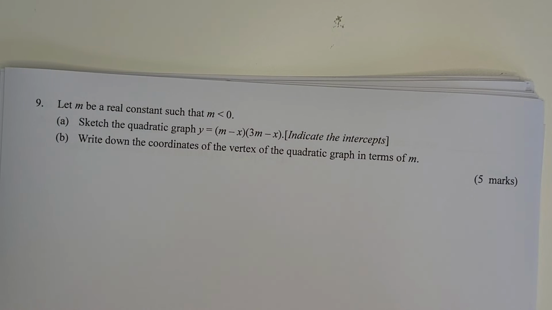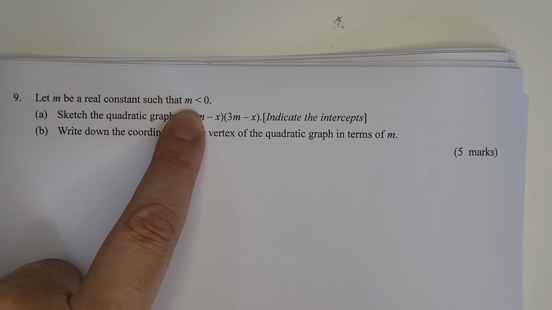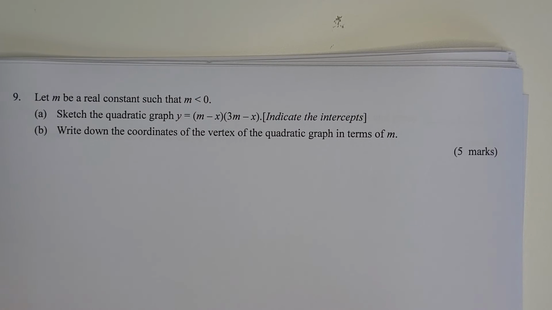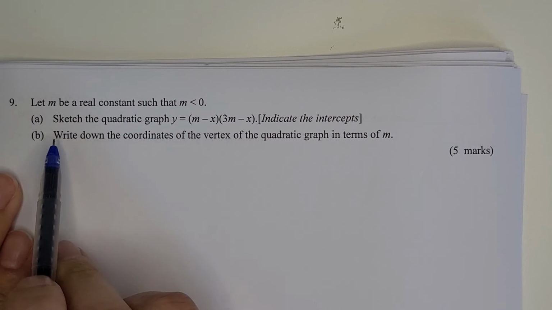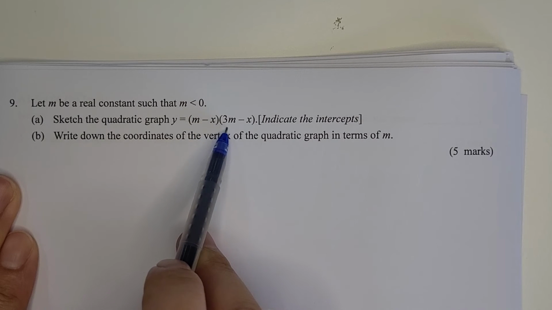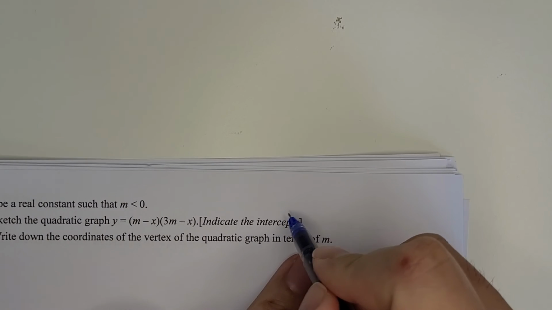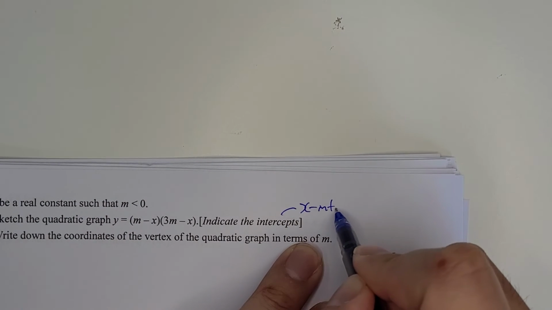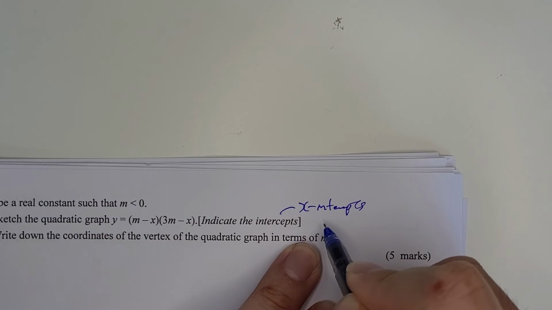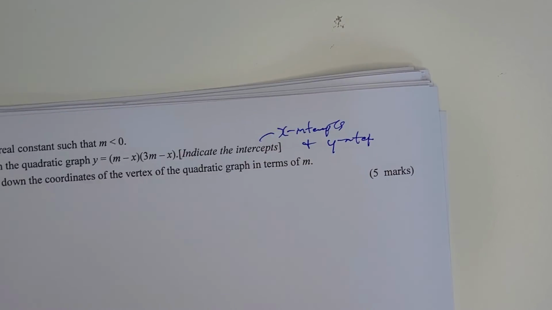There's the question about the quadratic graph. Let m be a real constant such that m is less than 0. Okay, a negative constant. A. Sketch the quadratic graph y equals m minus x times 3m minus x. Indicate the intercepts. That means you need to indicate the x-intercept and y-intercept. Both intercepts, you need to indicate them.